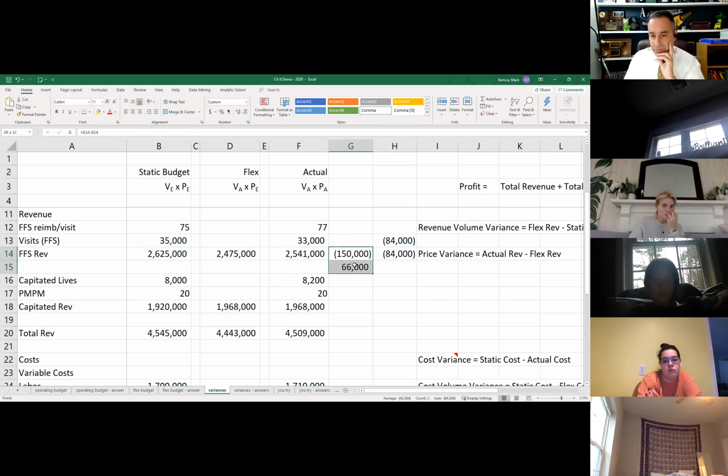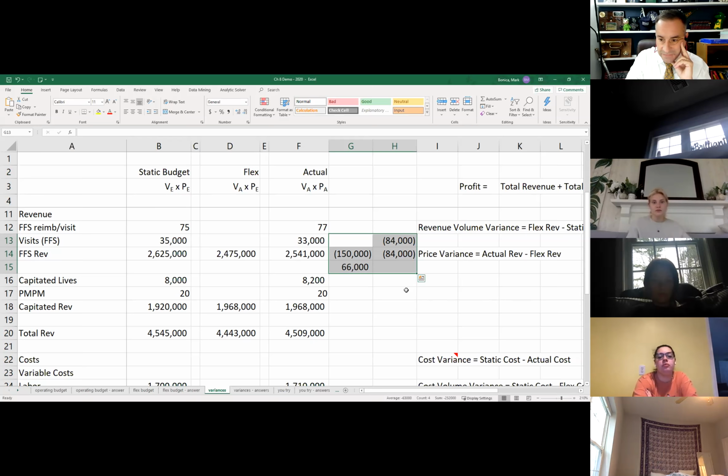But this gives you the actual values. So that's what's useful about that. All right. So we've done both a revenue volume variance and a price volume variance on the fee-for-service revenue alone. But that's not the bigger picture.